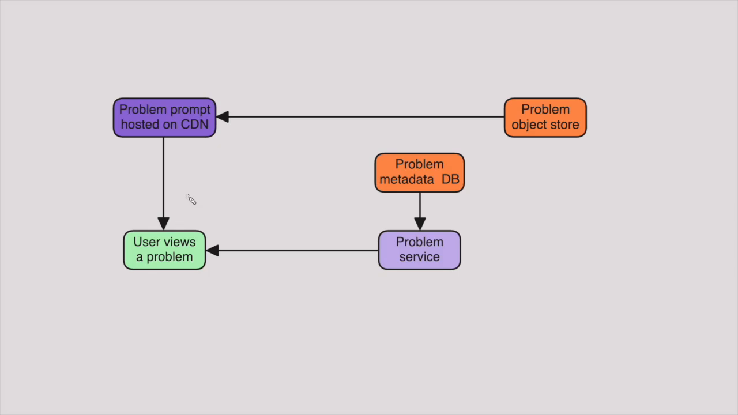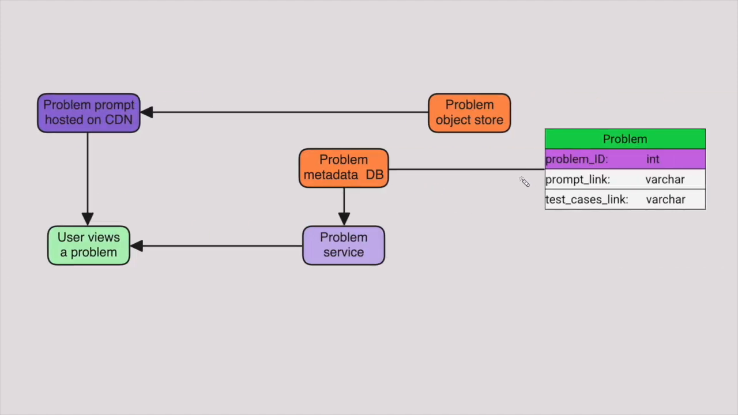When we talk about the database implementation, the problem metadata database would likely be implemented with a NoSQL database, just because we can simply partition it by problem ID. As you can see on the schema in purple, problem ID would be the partition key, and then the rest of the columns would be just informational.